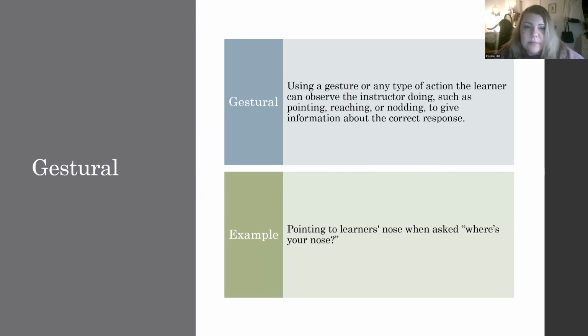A gestural prompt is using a gesture of any type of action that the learner can observe the instructor or therapist doing, such as pointing, reaching, or nodding to give information about the correct response. An example would be pointing to the learner's nose when they are asked, "Where's your nose?"